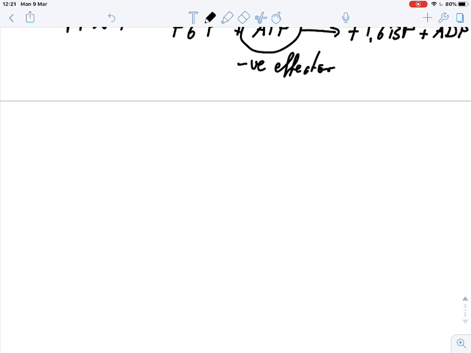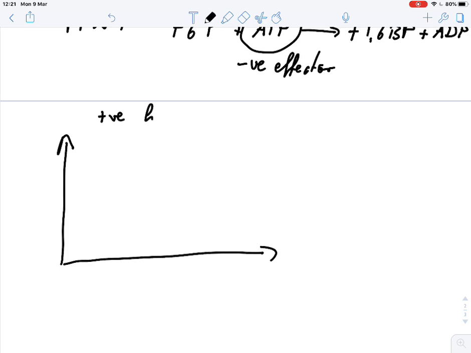What does a positive homotropic effector do? We find positive homotropic effectors very often when we have multimeric enzymes. So for example, a tetrameric enzyme, which is made up of, let's say, 4 subunits like that.